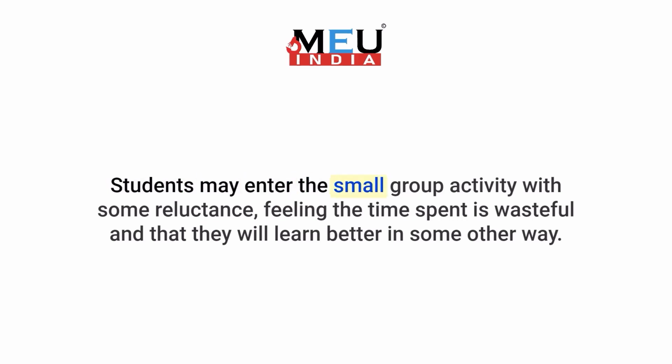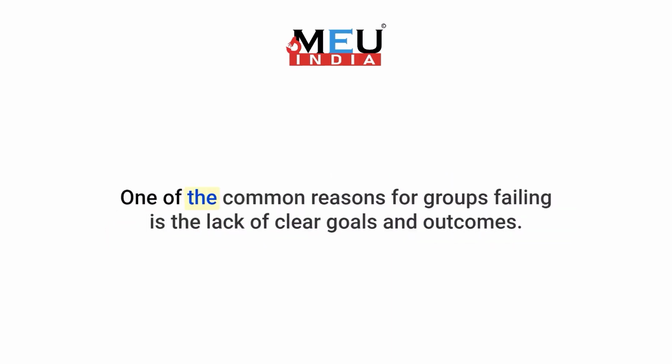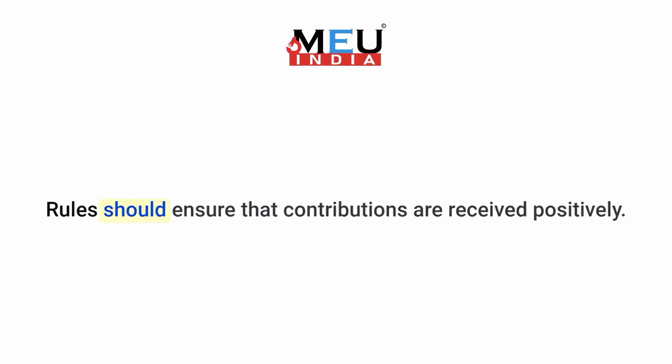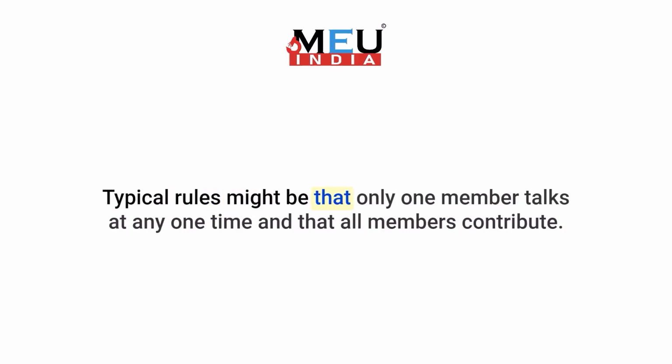Students may enter this small group activity with some reluctance, feeling the time spent is wasteful and that they will learn better in some other way. One of the common reasons for groups failing is the lack of clear goals and outcomes. Establish the ground rules for working as a group, recognizing that some people may feel threatened in the group situation. Rules should ensure that contributions are received positively. Typical rules might be that only one member talks at any one time and that all members contribute.